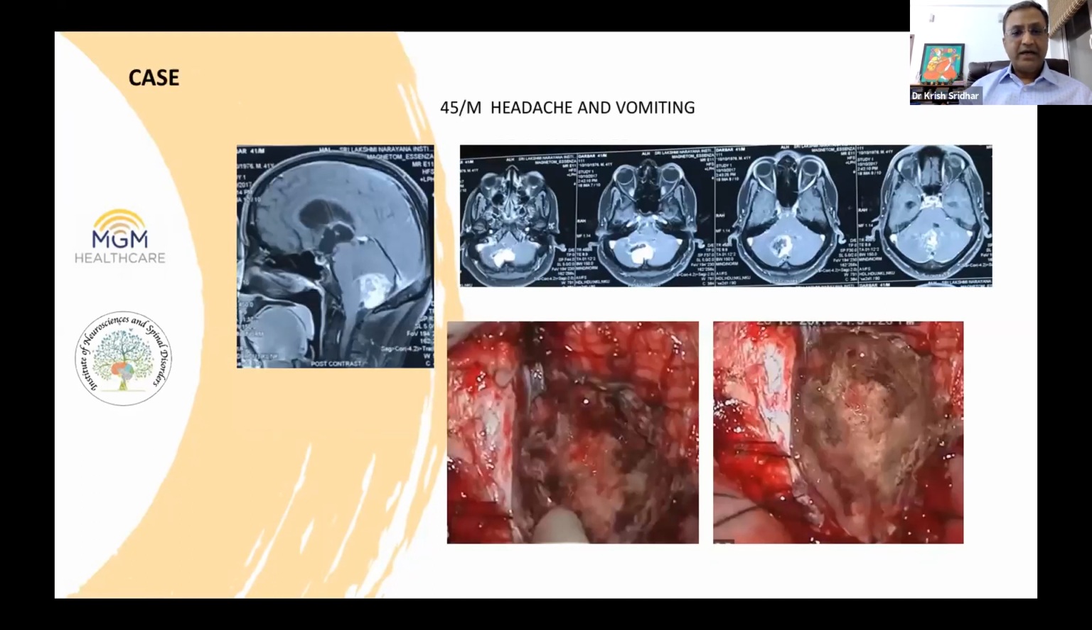Another patient, a tonsillar hemangioblastoma with an intra-lesional cyst present, which was removed.